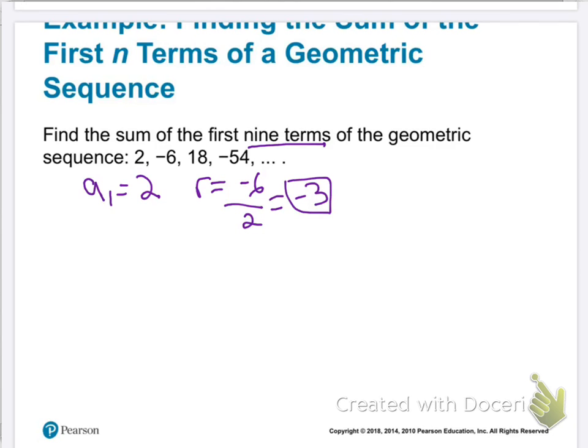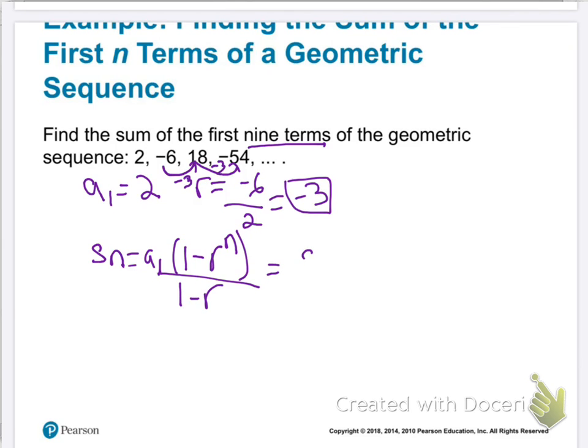And if we double check that, you see to get from negative 6 to 18, you multiply by negative 3, and positive 18 times negative 3 gives you negative 54. So we're good there. So we're going to use that formula from the last slide. S sub n equals a sub 1, 1 minus r to the n, all over 1 minus r.